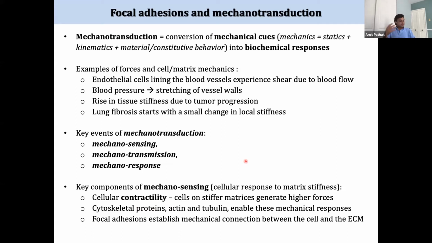Cell senses the environment and then responds by generating forces. And cytoskeletal proteins like actin and microtubules and so on do help in these mechanical responses. And focal adhesions are at the very initial point of sensing, because if you want to sense something, you need to attach to it, or at least have a transient adhesion to that external environment. So focal adhesion establishes that mechanical connection.